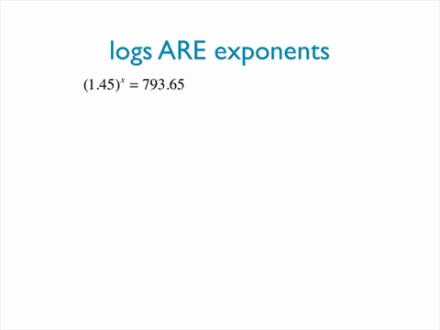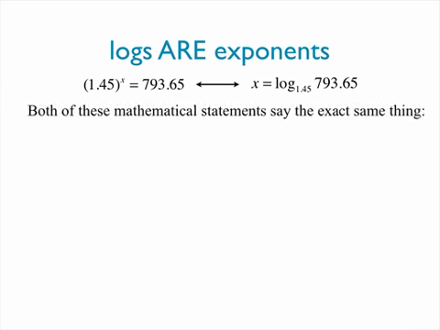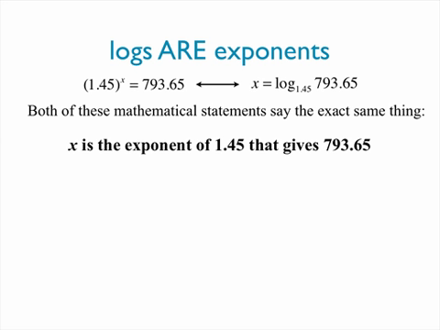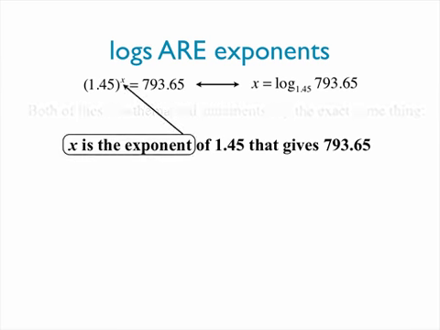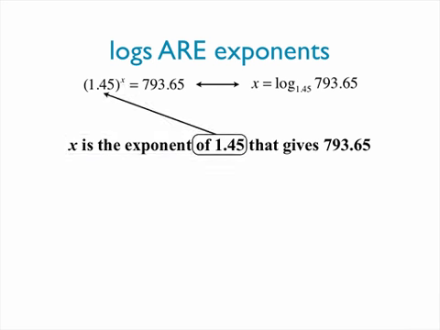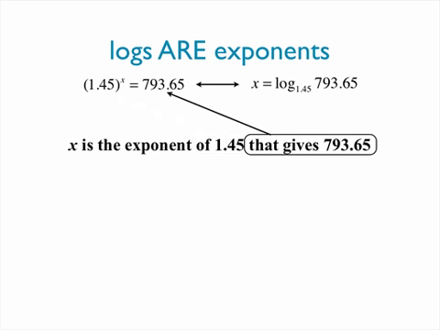So this is the same thing we had before. And now we're saying that it can be written this way, as this log. This exponent x can be written as this log. And both these statements are saying the exact same thing. Again, this is the key. X is the exponent of 1.45 that gives 793.65. So on the left side, here's how that works. x is the exponent of 1.45 that results in 793.65. Does this make sense? You see it?